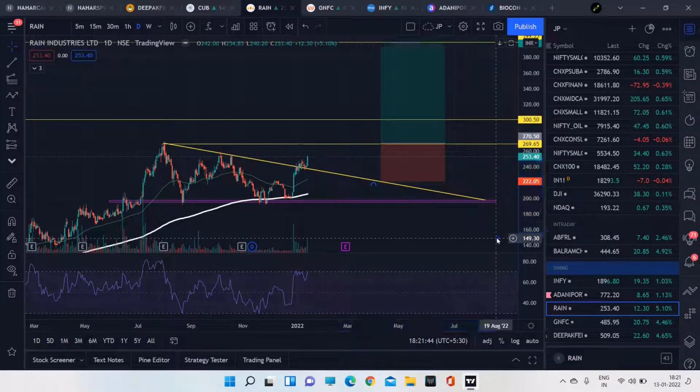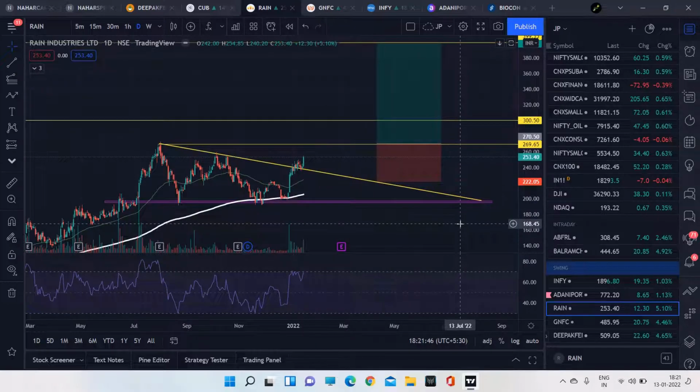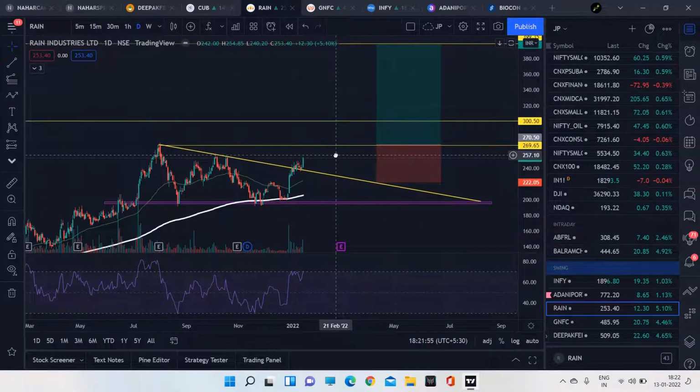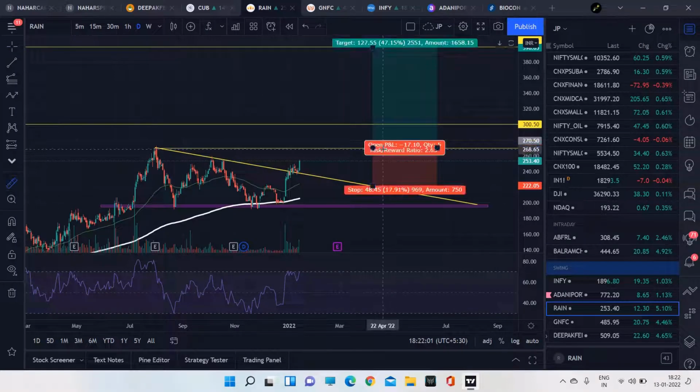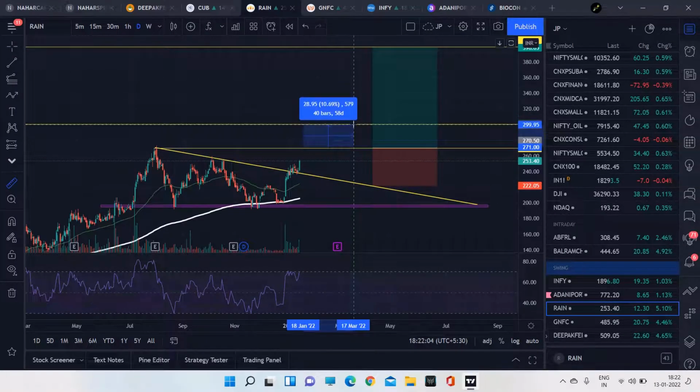Okay, the likelihood of this pattern is to give a breakout on the downside, so it can go on the downside. But that's not the point. We can enter the trade at 269.65. That is an important level which is to be broken, then only you can enter the trade. The first target being 300, and that amounts to almost 10%.